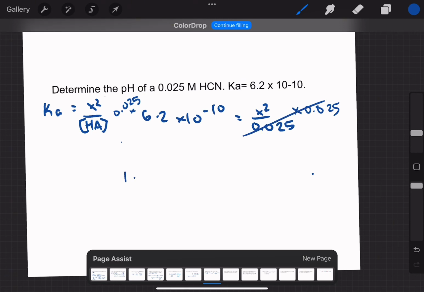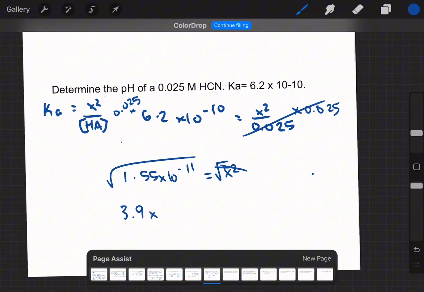And so we'll rewrite your equation. 0.025 times 6.2 times 10 to the power of negative 10 is 1.55 times 10 to the power of negative 11, which just gives you x squared. You're going to want to get x alone, so you're going to square root both sides, and that gives you 3.9 times 10 to the power of negative 6, which equals x.